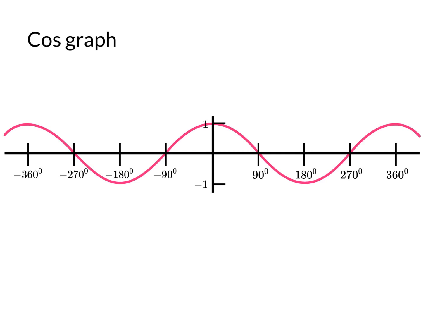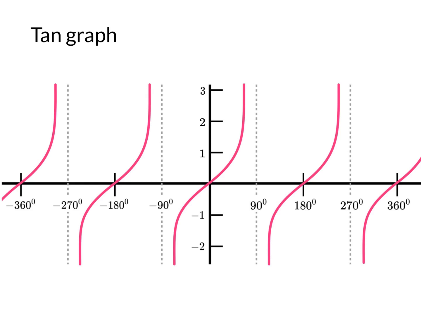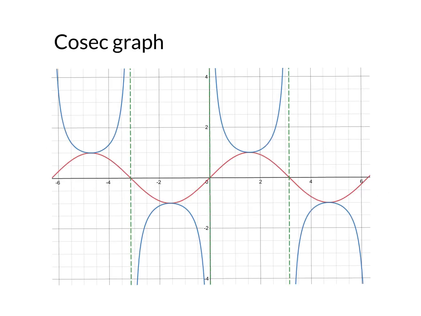The cos graph, at 0 it starts at 1, and then goes down to negative 1 at 180, and back up to 1 at 360. And the tan graph, because it's sine divided by cos, where cos is 0 at 90 and 270 and minus 90, we have asymptotes. And so the tan graph looks almost like a cubic, and it passes through at 0, 180, 360, etc.